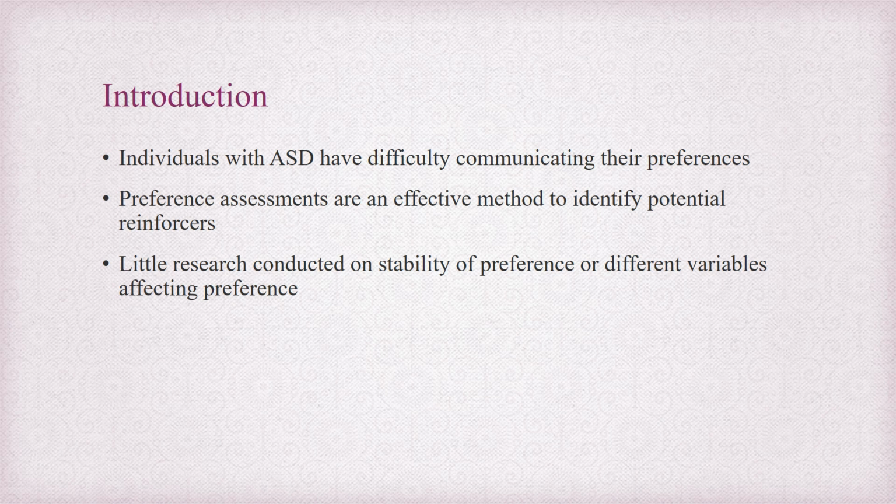One of the characteristics of individuals with ASD is that they have difficulty communicating their preferences. A method to assist individuals with ASD in communicating their preferences is to conduct preference assessments. There are many different forms of preference assessments, but ones involving direct presentation of the potentially preferred items have the most empirical support.